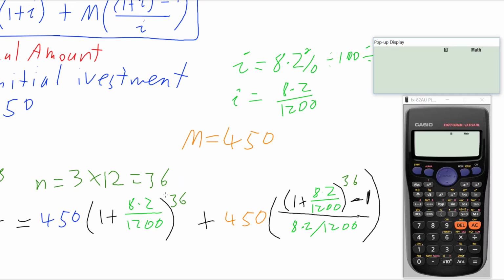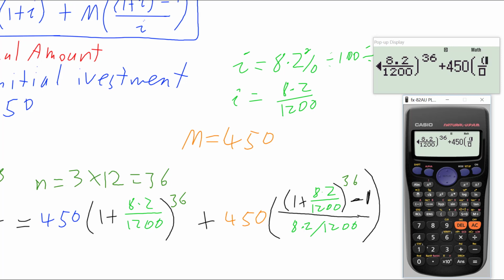If we can do this nicely, we can make it so that we don't make any mistakes. And these calculators, the scientifics, tend to be able to do this quite nicely, at least newer ones. So we have 450 times 1 plus 8.2 over 1200. We have to arrow outside that fraction, to the power of 36. I've got to arrow out of the power, plus, so I'm up to here now, this 450 bracket. Now there's this big fraction there, so I'm going to put that fraction in first.